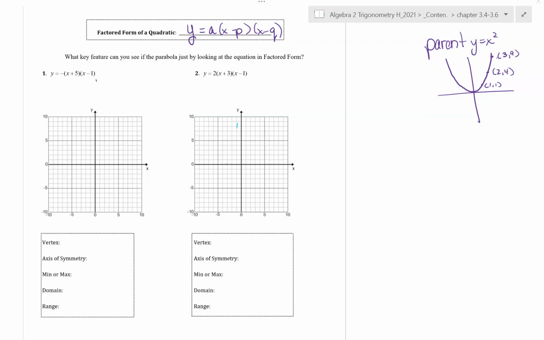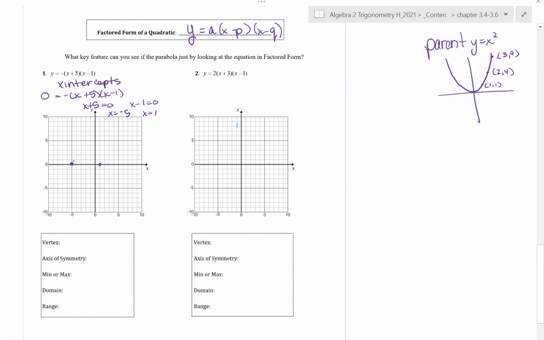For factored form, you would have y equals a times the quantity x minus p times the quantity x minus q, where p and q are the x-intercepts. P and q are constants. So if you take a look at that first one, number 1, you would find the x-intercepts when you let y equal 0. So we know that x plus 5 equals 0, or x minus 1 equals 0, so we get 1 and -5. So those must be our x-intercepts.